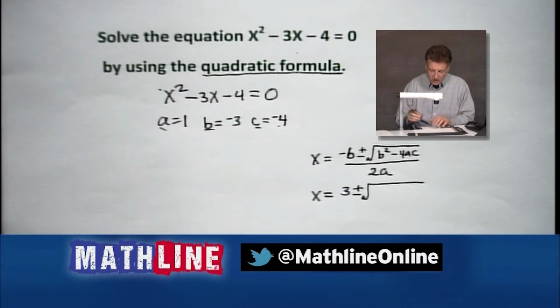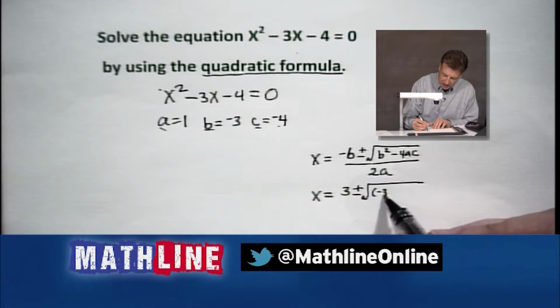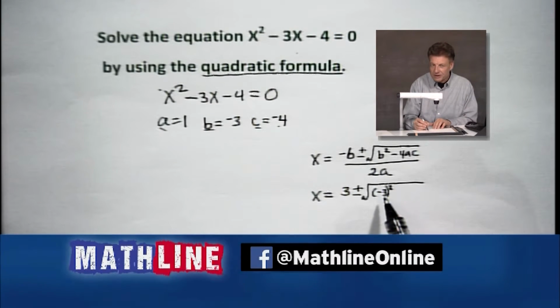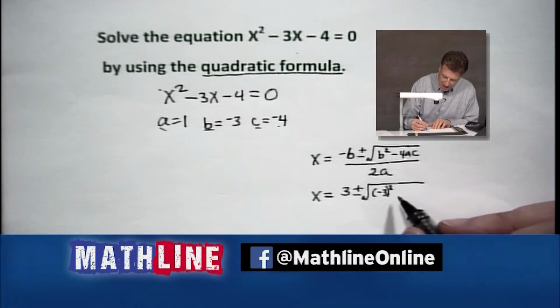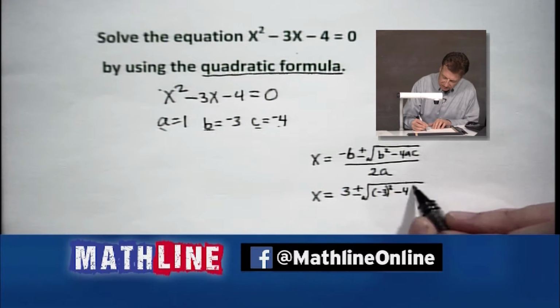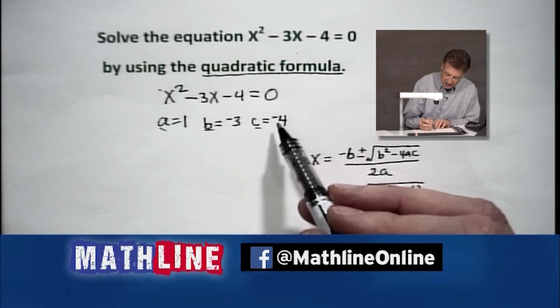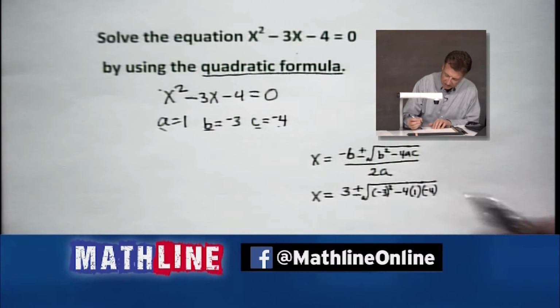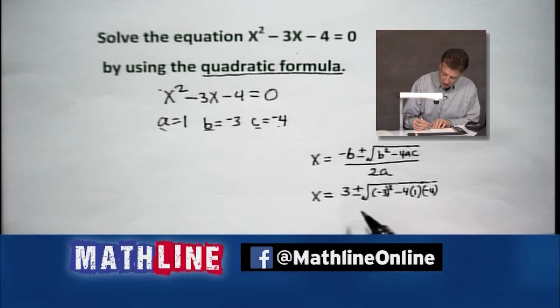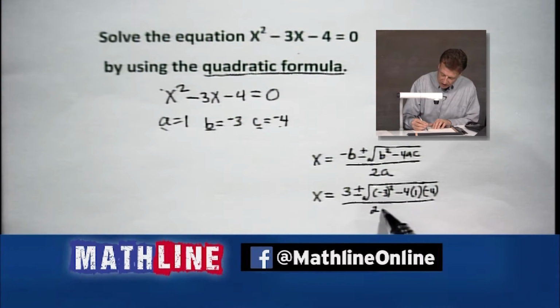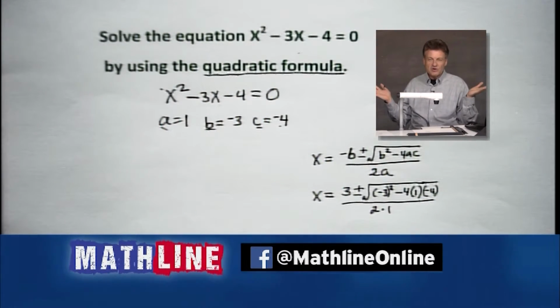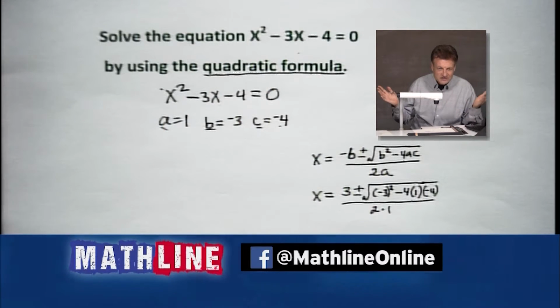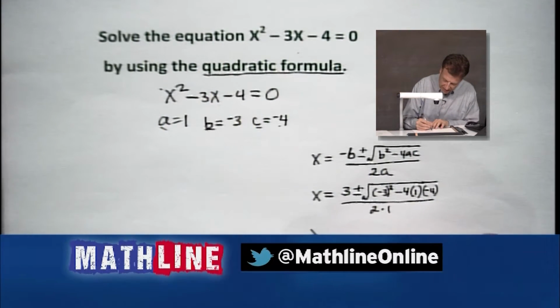Well, why not? Let's go ahead and put negative 3 in there, and we'll square it. And once again, notice I put a parenthesis around there so we don't mess up. Minus 4 times A, well, A is 1. That was easy. And C, we have a negative 4. All over 2 times 1. That's all we're doing. Easy rote substitutions. See what happens.